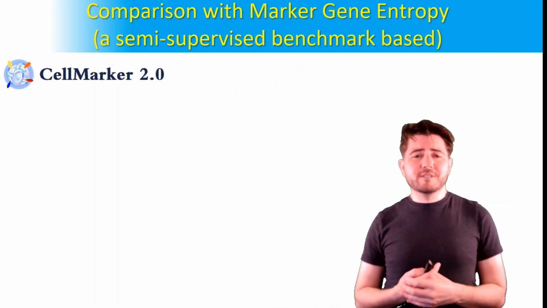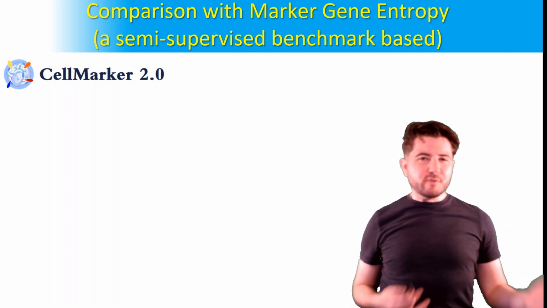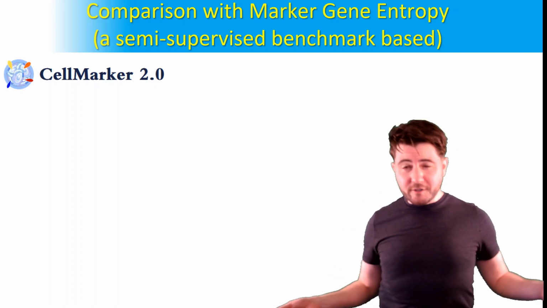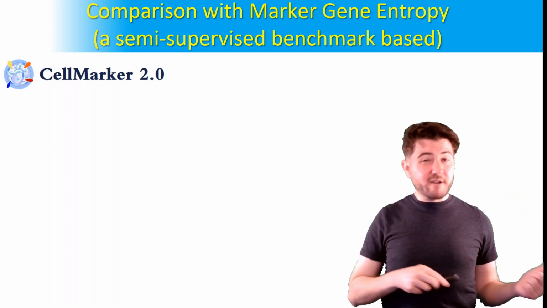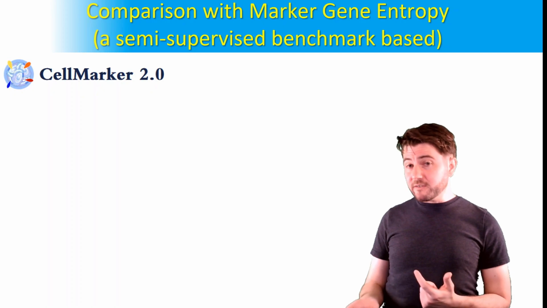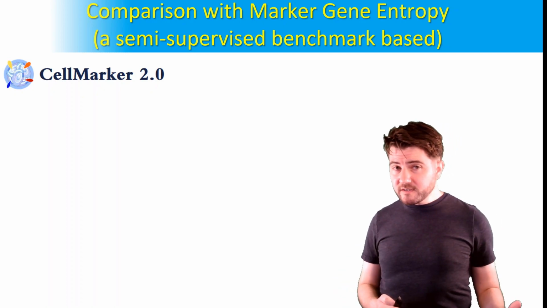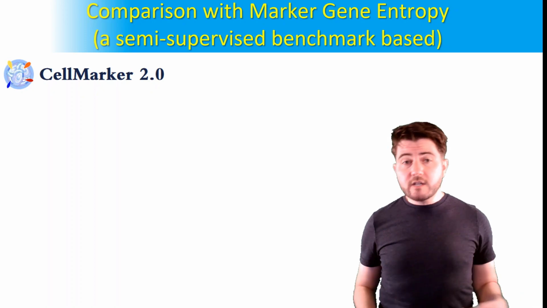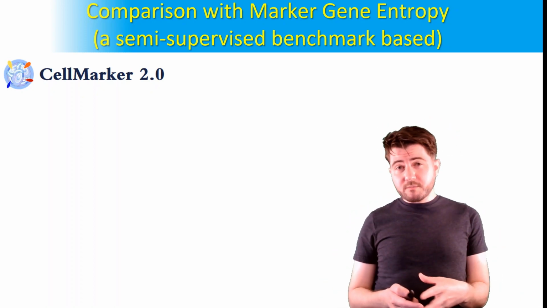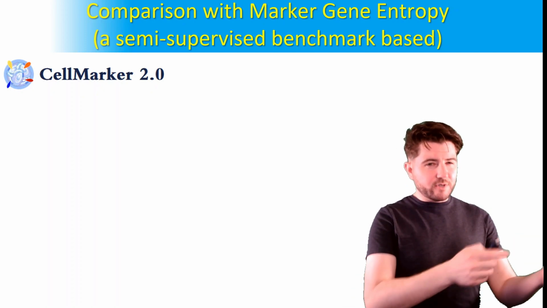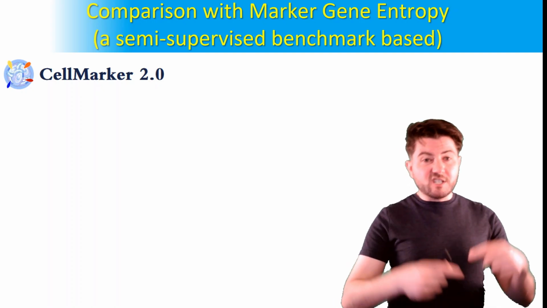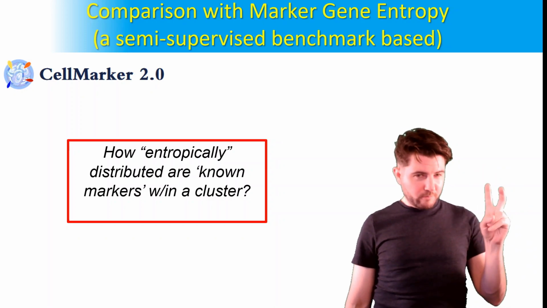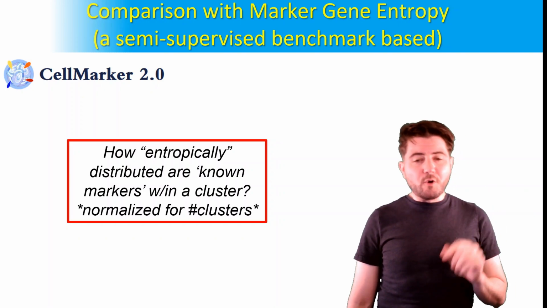So one question is, is this new way of doing a benchmark where it's completely self-supervised actually giving us something biologically meaningful? It's a harder question to answer because then we have to go back to using prior expectation. One way that we can do that, though, is by looking at previously described marker genes and seeing how much entropy each cluster has for those marker genes. So this is a semi-supervised benchmark, where we're taking our prior expectation of which marker genes should be important for each tissue, and then seeing, are our clusters giving us structure based on those marker genes? So how entropically distributed are our known markers within a cluster? Also normalized for the number of clusters.